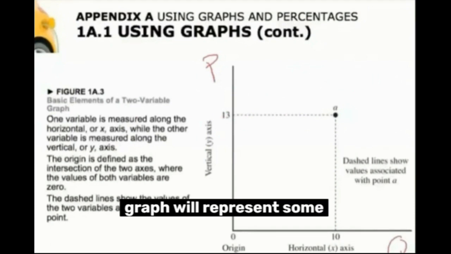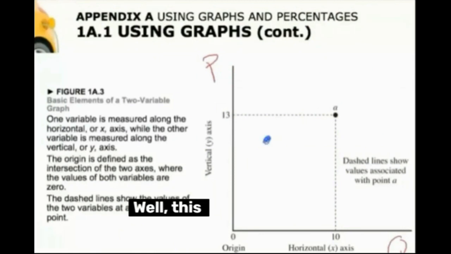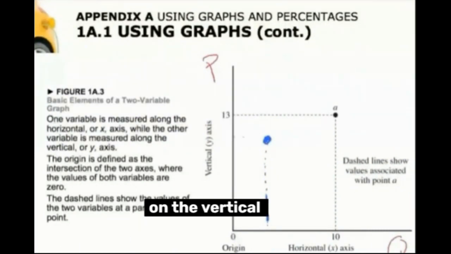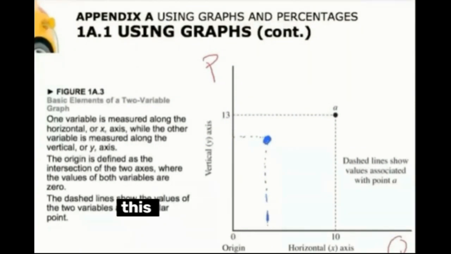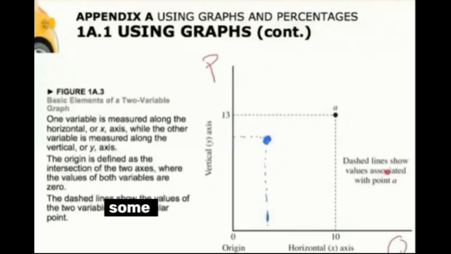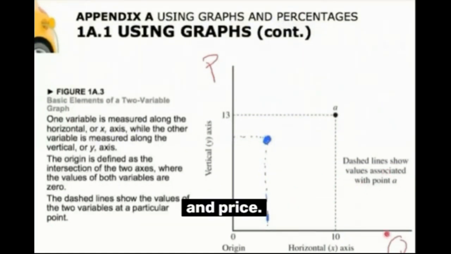Now, any other point on this graph will represent some different combination. Suppose we looked at another point on the graph right here. Well, this would represent some amount of the variable on the horizontal axis, and here we're looking at quantity if this is a supply and demand graph, and some other amount of the variable on the vertical axis. And again, here we're looking at the price level. And what we would know about this point is there's a lower price and a lower quantity. So any point anywhere on this graph is going to represent some combination of quantity and price.